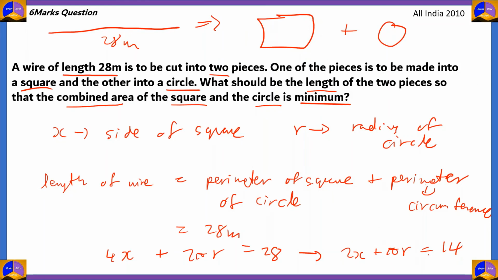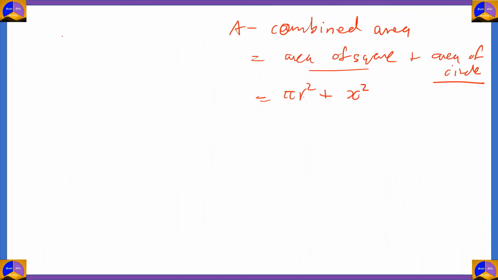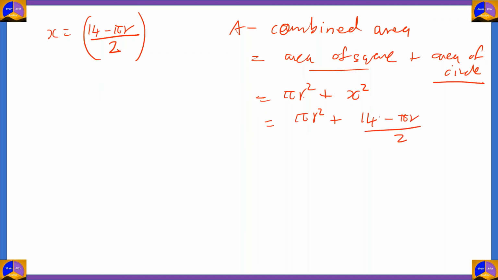So 2x plus pi r is 14. So therefore, x is equal to (14 minus pi r) divided by 2. Therefore, we get the value of the area as pi r square plus ((14 minus pi r) by 2), the whole squared.